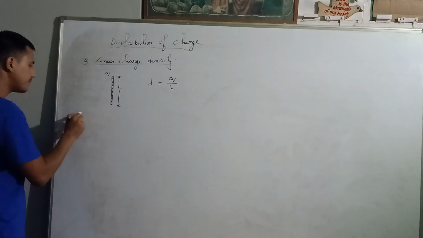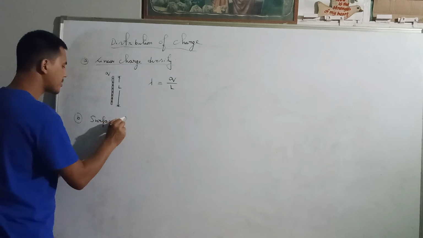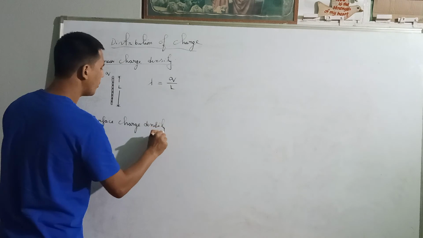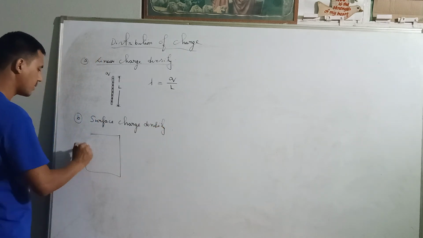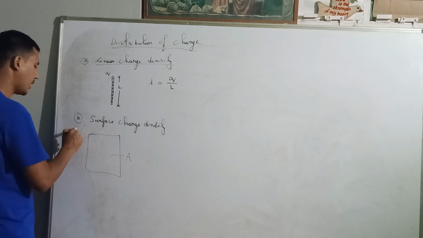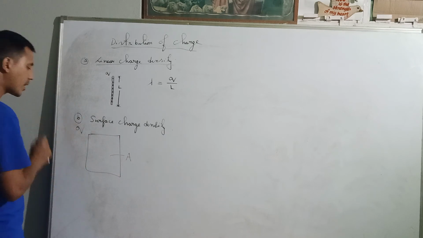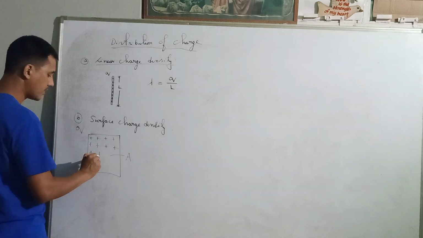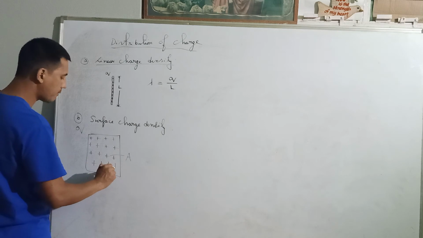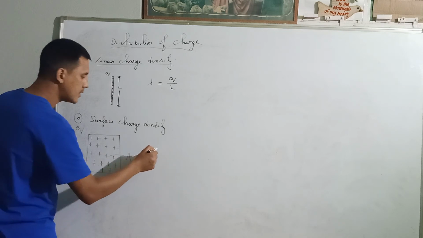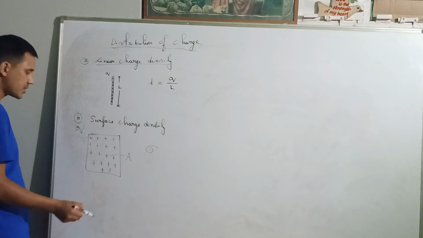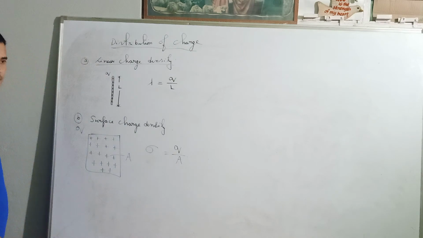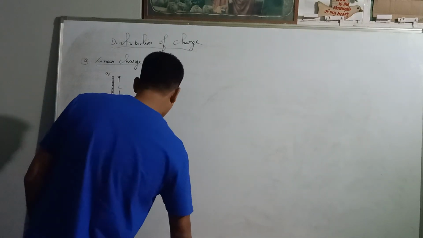Now, number B, surface charge density. Consider a body in the form of a sheet having area A and total charge Q. Then this charge will be distributed uniformly all over its surface only. Is it okay? So we can find out its surface charge density denoted by sigma. So surface charge density is defined as total charge upon area.